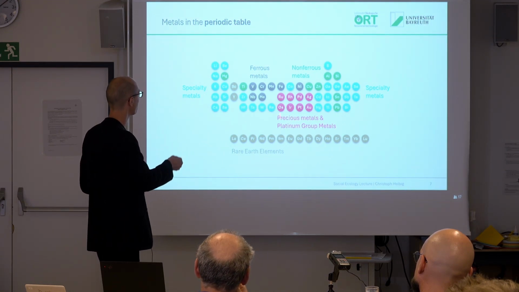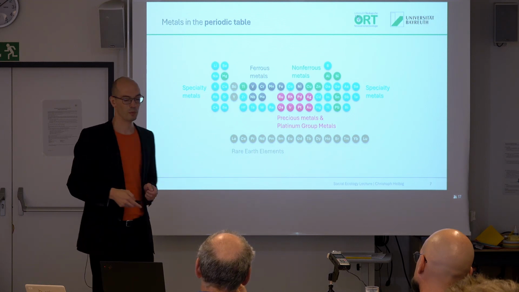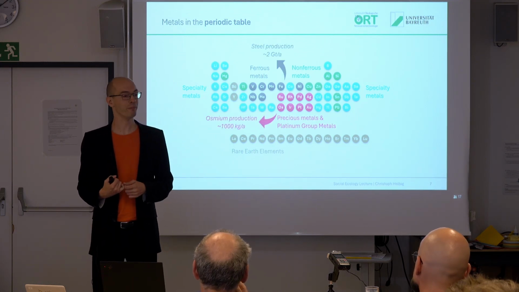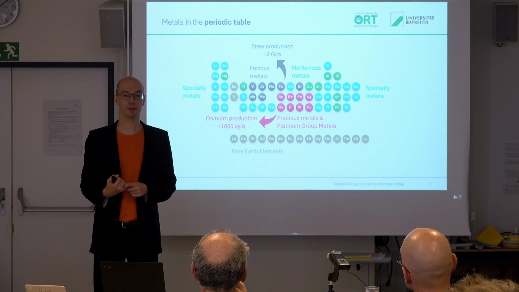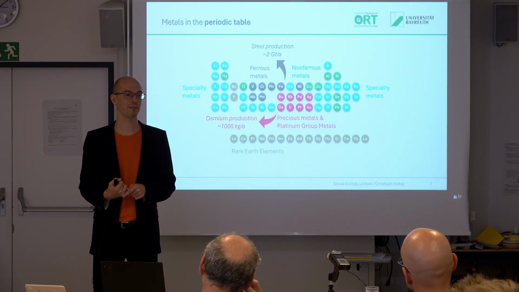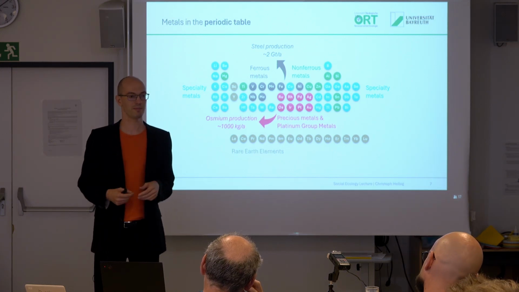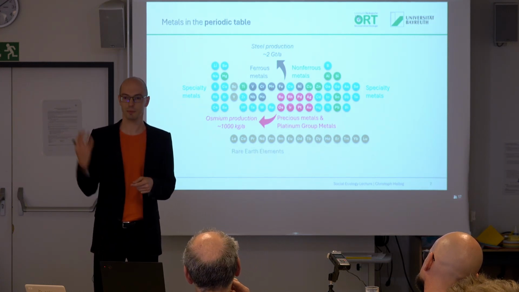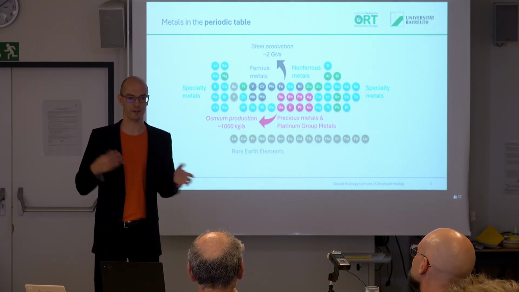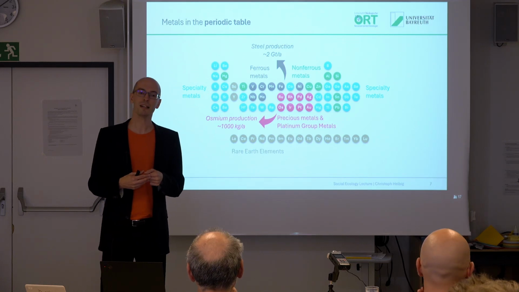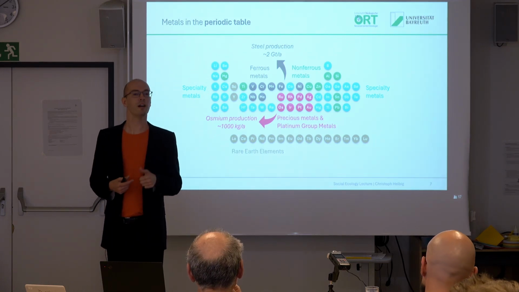Within the same group, we have iron and we have osmium. For iron, we produce about 2 gigatons per year globally. 2 billion tons. For osmium, 1 ton. That's it. That fits under this desk if it was a full cube. Obviously it isn't, because it's mostly used as a catalyst, so you don't make cubes out of osmium, but it's just 1 ton.